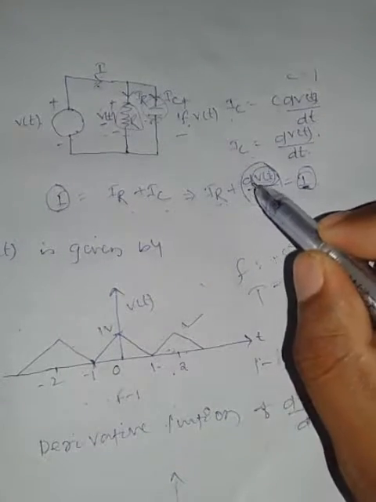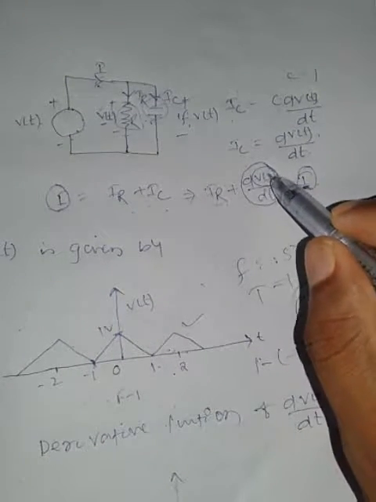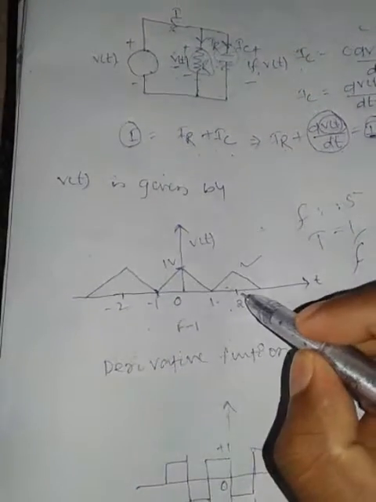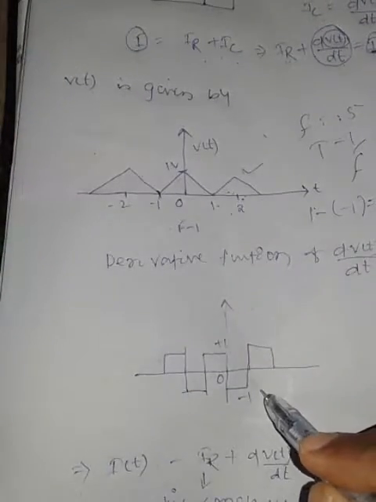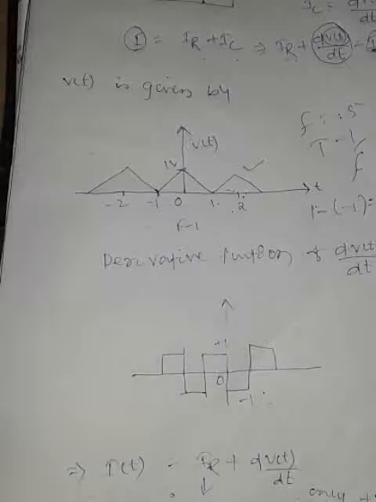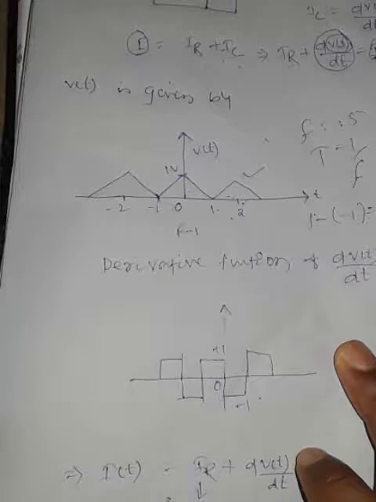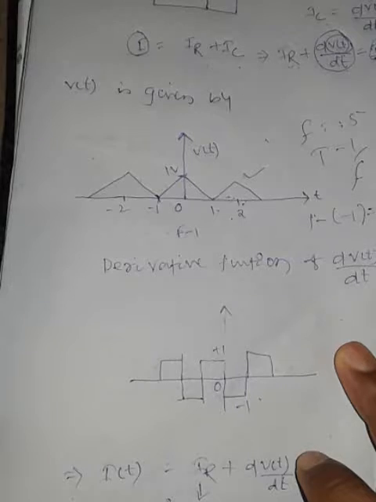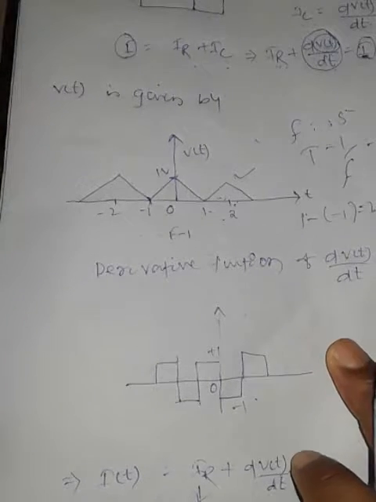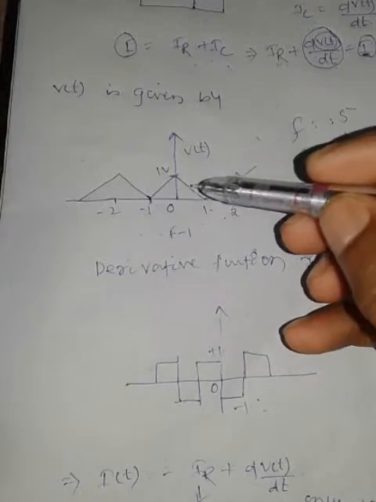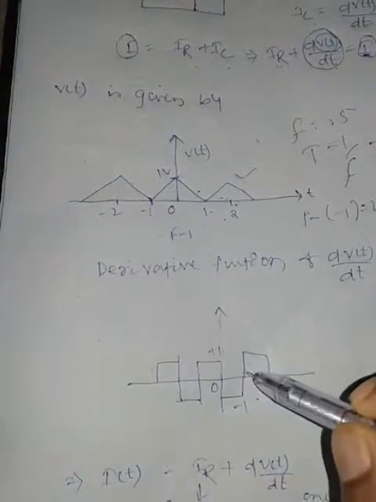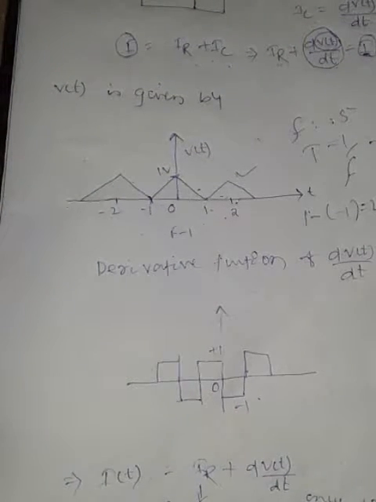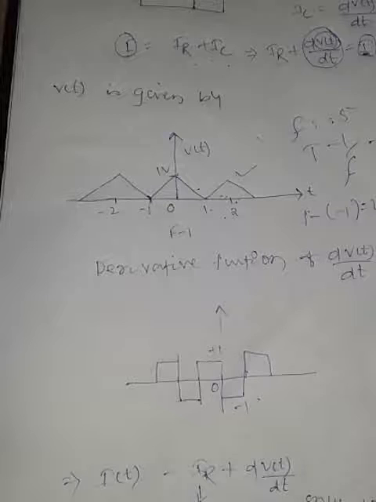When we differentiate V of t from this triangular equation, we are getting this one, because when we differentiate a triangular wave, we will get a square waveform. This is a normal formula. We study this in signals and systems. I will explain how we get this square wave from the triangular wave when I teach the GATE paper solution.